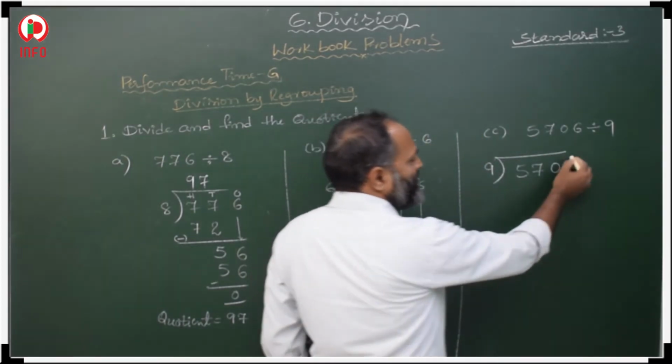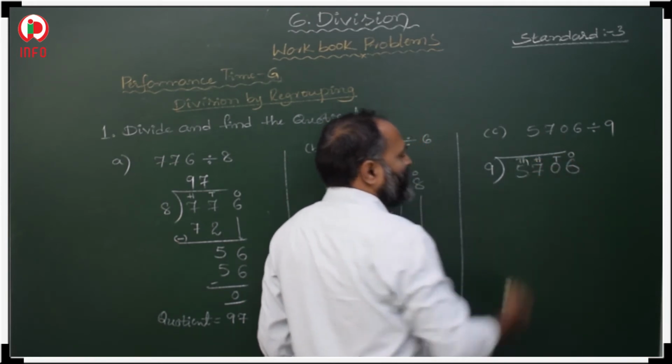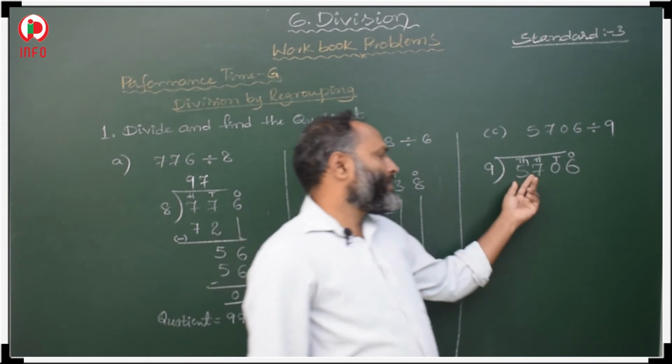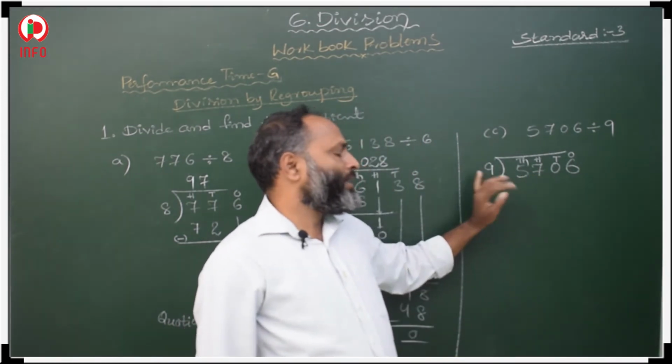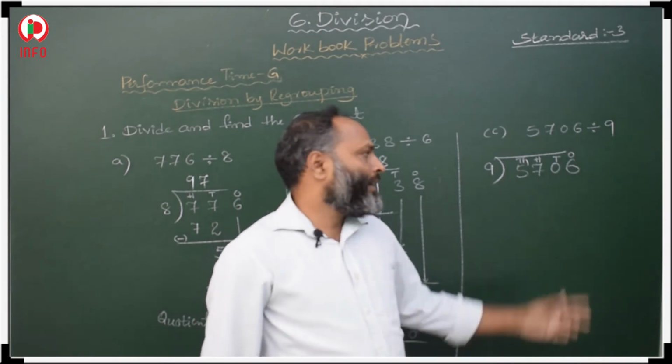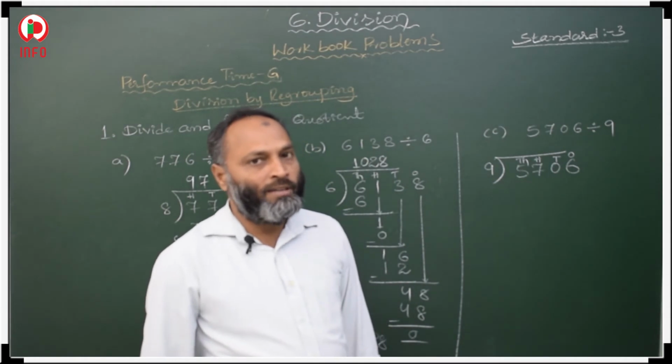This is the 1's place, 10's place, 100's place and 1000's place. 1000's place first, so we have to divide the 1000's place. The 1000's place is smaller than this divisor, so we have to take 57, 57 hundreds.